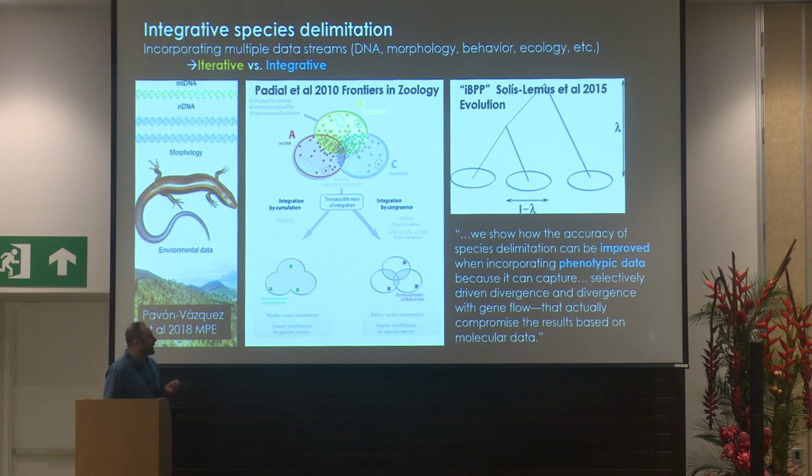For example, a really popular one is called iBPP. This is an extension of a multi-species coalescent method that's based on molecular data. So it includes multiple sequence alignments from multiple loci, but it also incorporates phenotypic or even ecological data under a Brownian motion model to try to improve estimates of species delimitation. And it has actually been shown to do that in both simulations and with some real data sets. So this would be an example of what I would consider truly integrative species delimitation.